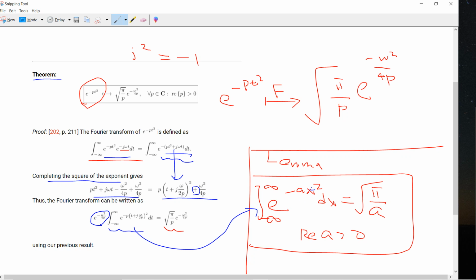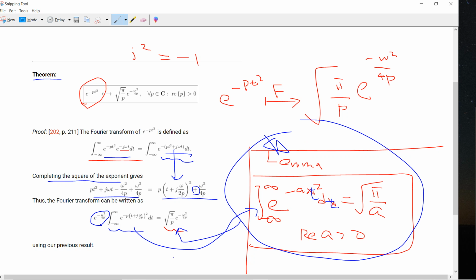So we just change x to be t, and you shift t by this factor. The result will be the square root of pi over p. So the answer will be square root of pi over p times exponential minus omega squared divided by 4p. Basically, once you know this lemma, then this will be completely trivial.